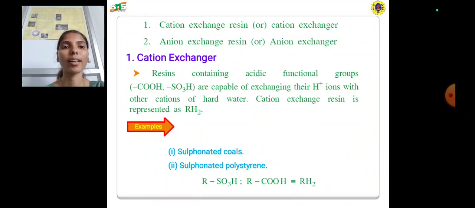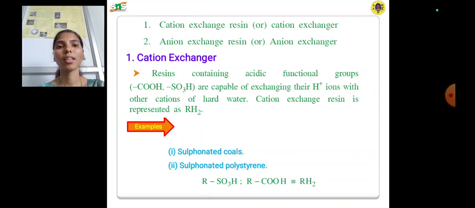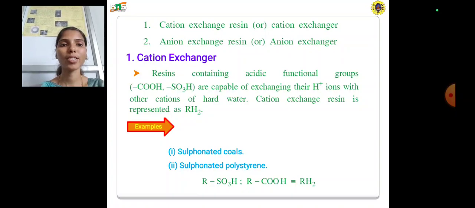Cation exchanger resins containing acidic functional groups, that is COOH, SO3H, are capable of exchanging their H+ ions with other cations of hard water. Cation exchange resin is represented as RH2. Examples: sulfonated coals, sulfonated polystyrene.